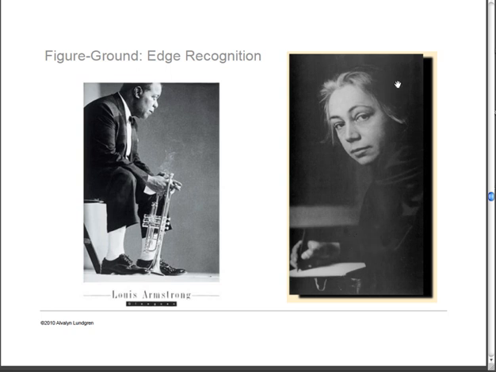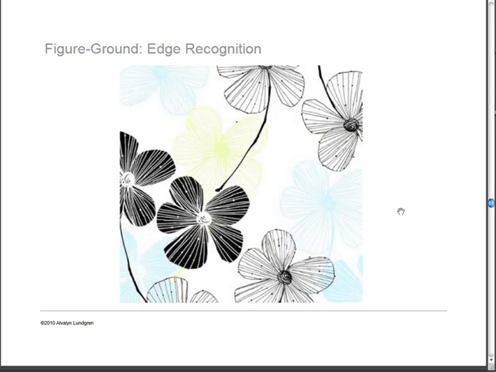We lose the back of her head into the ground. So we don't have figure ground edge recognition very distinctly in a lot of this photograph, but our mind will fill in the gaps. That's an important thing to understand because we can use that as designers. Another thing about edge recognition is we can create spatial layering.